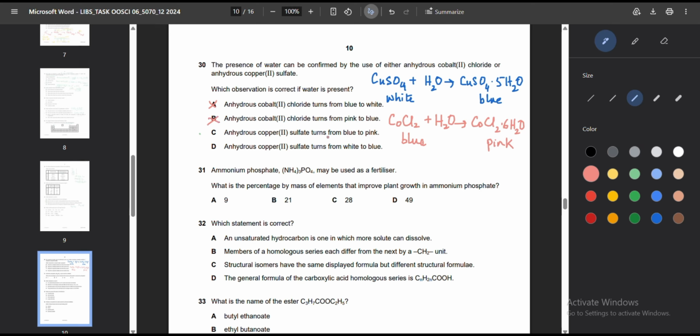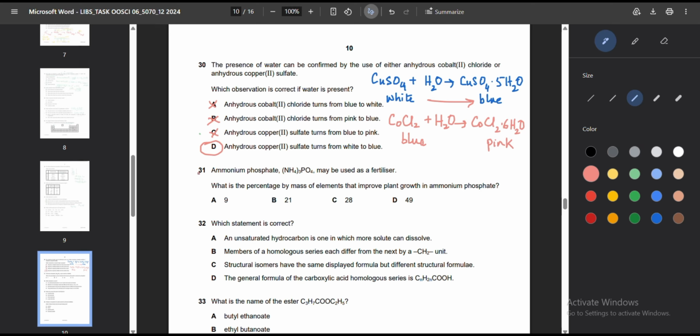Anhydrous copper 2 sulfate turns from blue to pink, that one is also incorrect. Anhydrous copper 2 sulfate turns from white to blue. So yes, it changes from white to blue, so this one, option D, is the correct one.